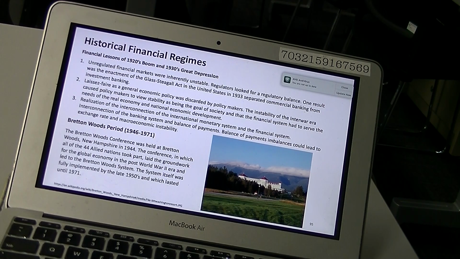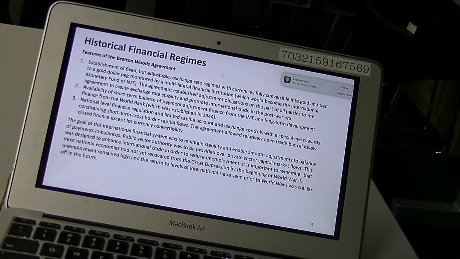The Bretton Woods Conference was held at Bretton Woods in New Hampshire in the United States in 1944. All of the 44 Allied nations took part, and it laid the groundwork for the global economy in the post-World War II era. The system that was created from that was fully implemented by the late 1950s, and it lasted until 1971. They were fixed but adjustable currency exchange rates, with currencies fully convertible into gold and tied to a gold dollar peg.